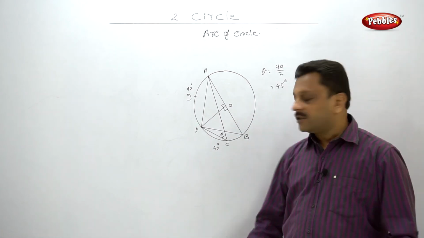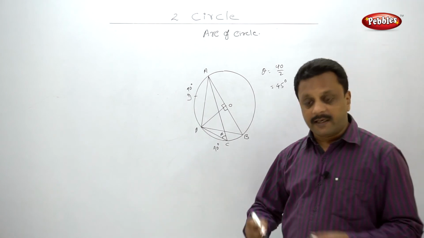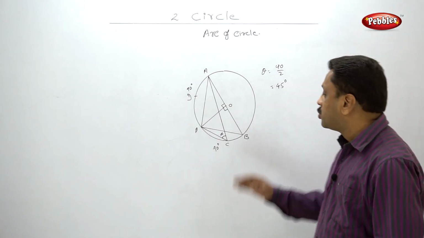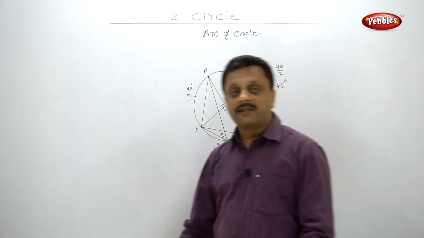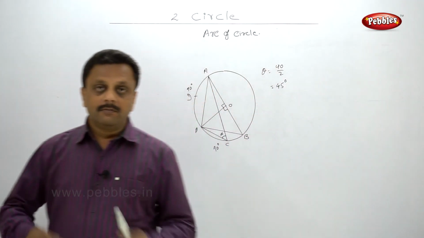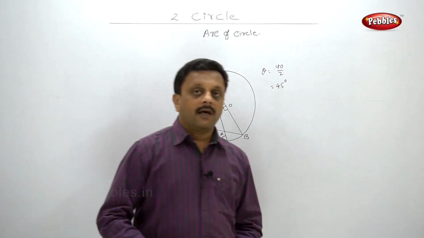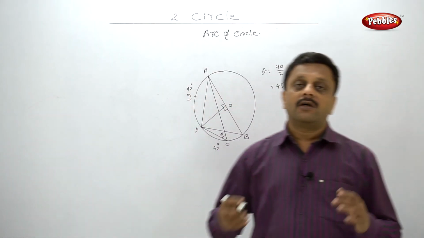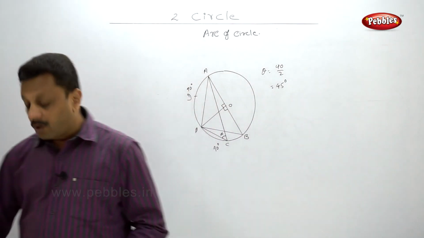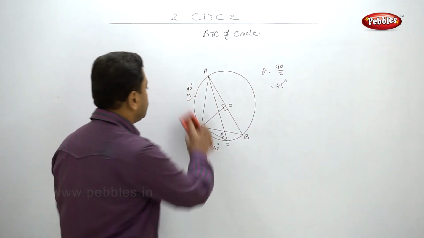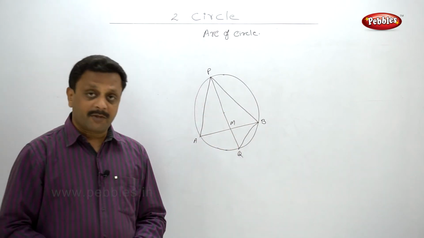This is a very simple example, but I deliberately took it just to show how complicated a figure may be, but still you have to understand and find out inscribed angles and common angles for the arcs. Let us see one more example. The second example is there.